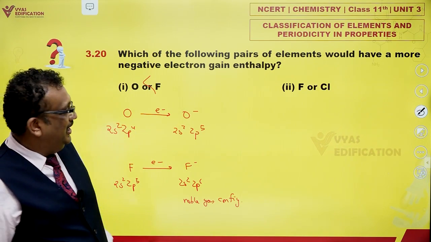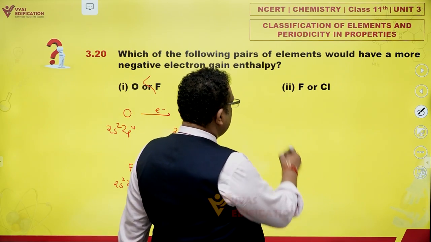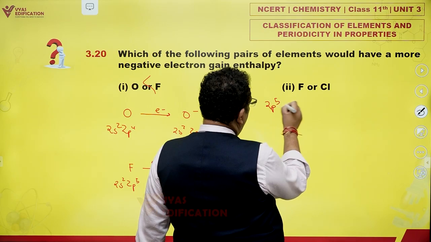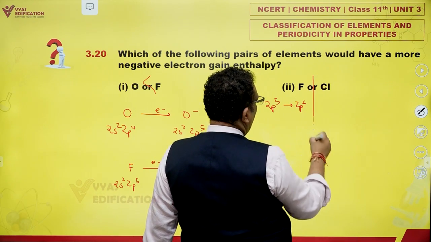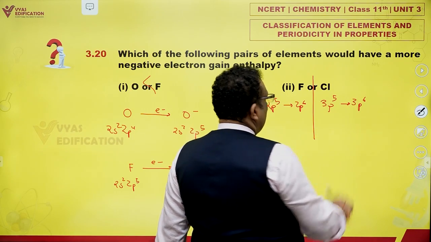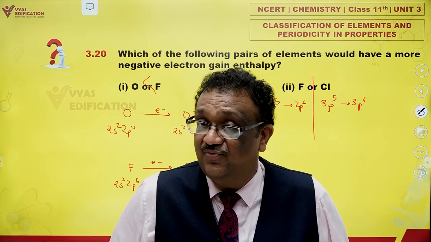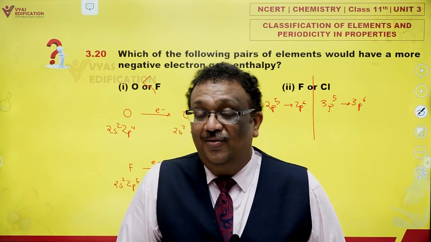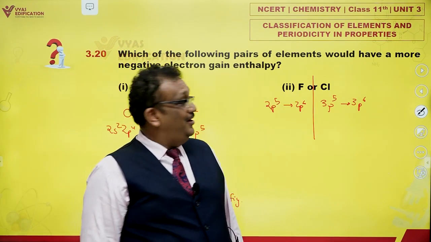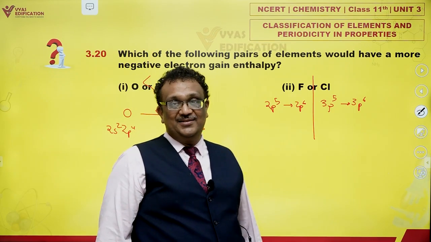The second one, F or Cl. Now in both the cases, fluorine is 2p5 to 2p6. Chlorine is 3p5 to 3p6. So the happiness of noble gas configuration is there in both F as well as Cl. Then can we compare F and Cl? There is a very special case. What happens? What happens is this.